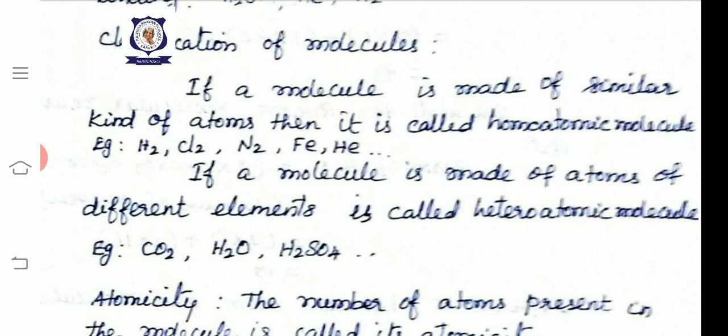Another thing, if a molecule is made up of atoms of different elements, it is called hetero. Hetero means different. So if a molecule is made up of atoms of different elements, it is called a heteroatomic molecule. Examples: carbon dioxide, water and sulfuric acid, etc. See here, in sulfuric acid there are three elements: hydrogen, sulfur and oxygen. So atoms of different elements combine together to form a molecule. So it is a heteroatomic molecule.